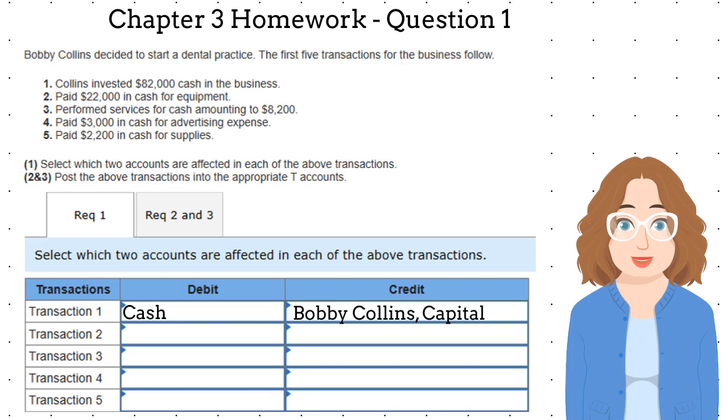What about the next transaction? The business paid $22,000 in cash for equipment. Cash is an asset, and since the business paid cash, the cash decreased. Assets decrease with credits. Therefore, we need to credit cash when money is paid out. Now that we know the credit, can you think of what account we need to debit? What did the business buy?